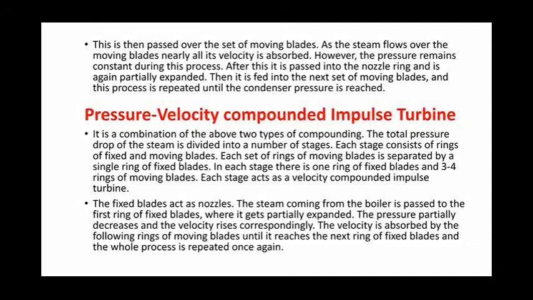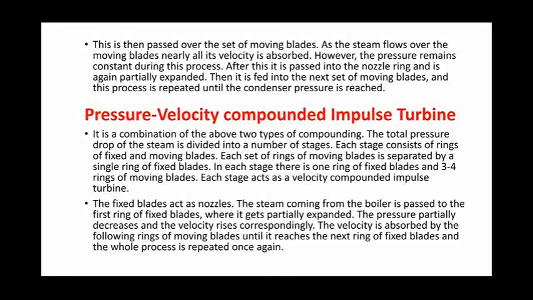Pressure velocity compounding is the combination of the above two types of compounding. The total pressure drop of steam is divided into a number of stages. Each stage consists of ring of fixed and moving blade. Each set of rings of moving blade is separated by a single ring of fixed blade. In each stage there is one ring of fixed blade and 3 or 4 rings of moving blade. Each stage acts as a velocity compounded impulse turbine.